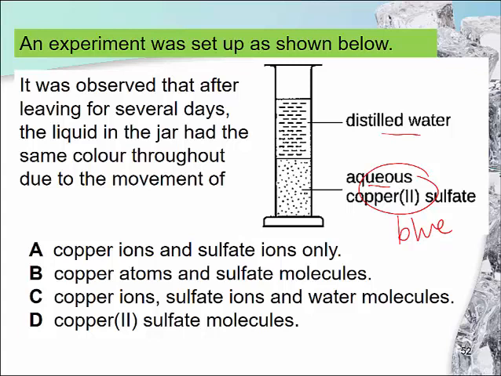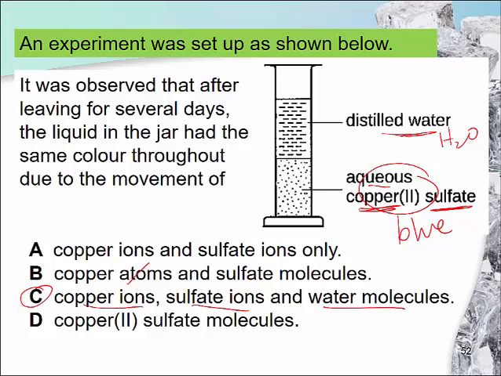First you must know that aqueous copper(II) sulfate ionizes to form copper(II) ions and sulfate ions, and water remains as water molecules. So hence the movement of the copper ions and sulfate ions as well as water molecules, H2O molecules. These are the diffusion of these particles here. So the answer is C, the movement of copper ions, sulfate ions and water molecules.